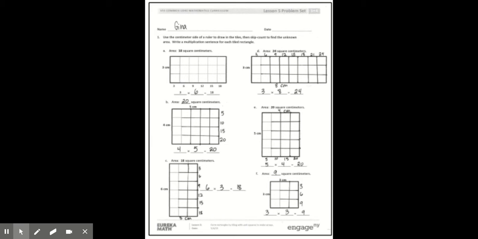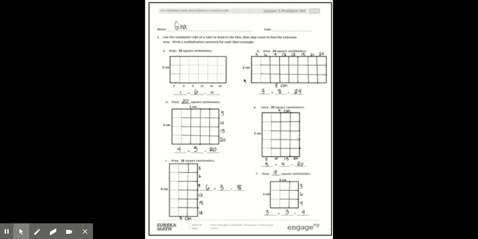So if you look at A, it's already drawn in for you. We know that one side is 3 centimeters, and we know that the total number of tiles is 18. So we could skip count or count the number of tiles that are there. So 3, 6, 9, 12, 15, 18, counting by threes. And we did that 6 times. 1, 2, 3, 4, 5, 6. So 3 times 6 would be 18 square centimeters.